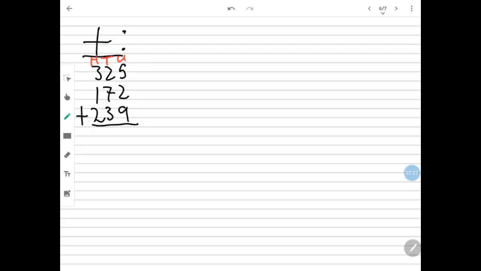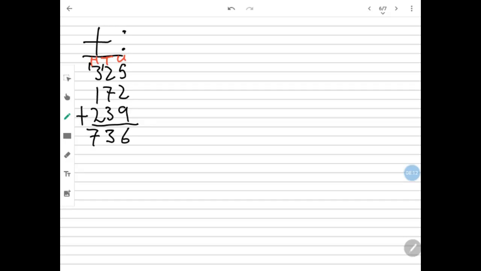Okay. So we have 5 plus 2 gives us 7, plus 9 is 16. So we write the 6, and remember the 1 carries over, the 10. It carries over to the tenths. Then 1 plus 2 is 3, plus 7 is 10, plus 3 is 13. So 3 and a 10, okay, 13. 1 plus 3 is 4, plus 1 is 5, plus 2 is 7. All right, and there's the answer, 736.